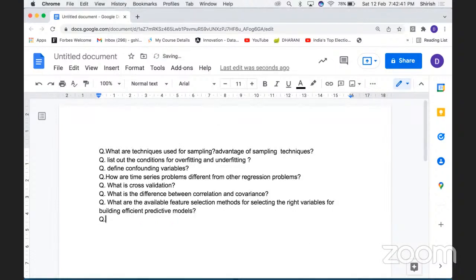Okay, and then we have: how will you treat categorical variables as continuous variables? Treating categorical variables as continuous variables, would it result in a better predictive model?